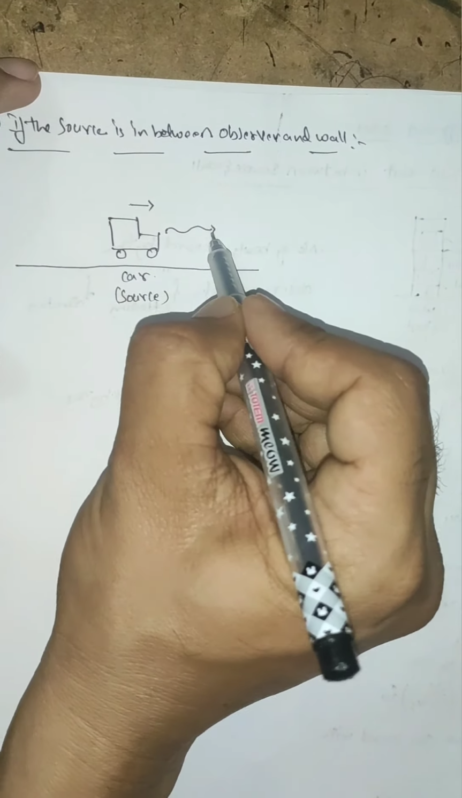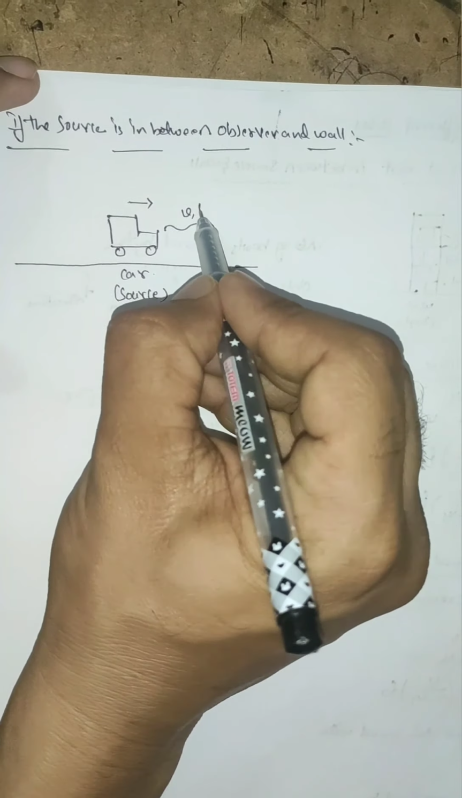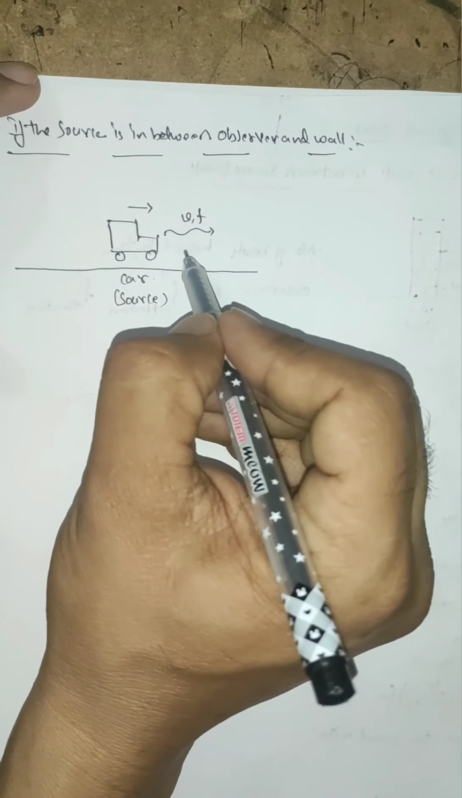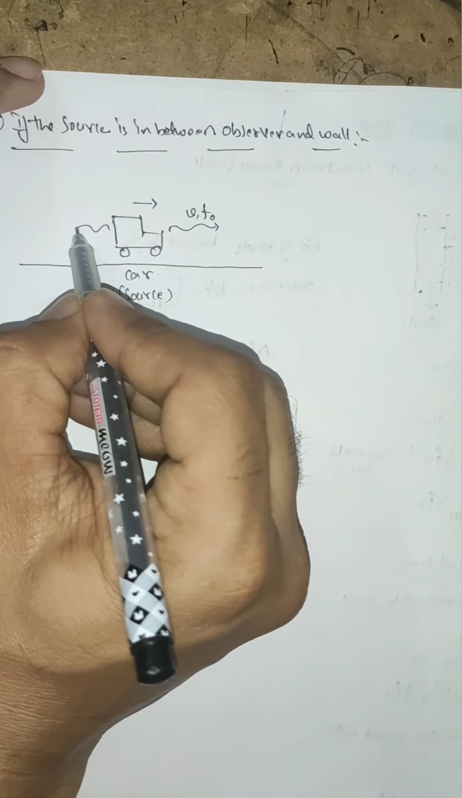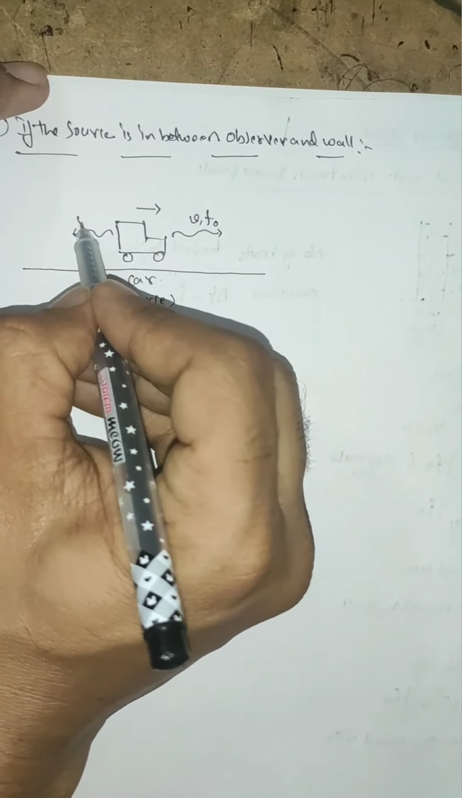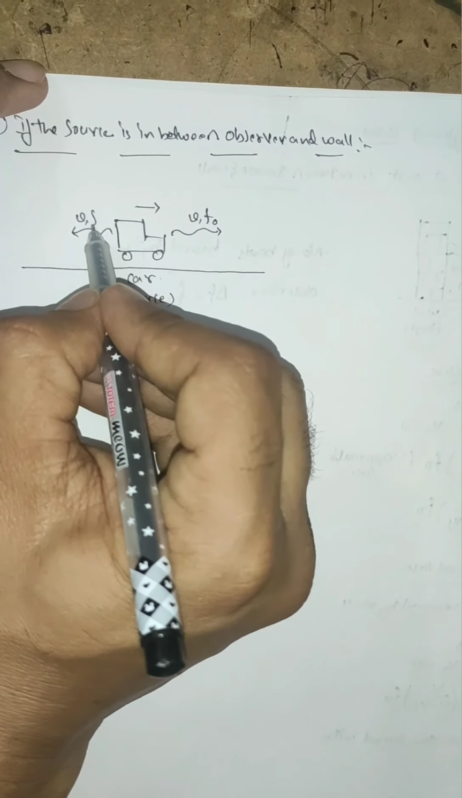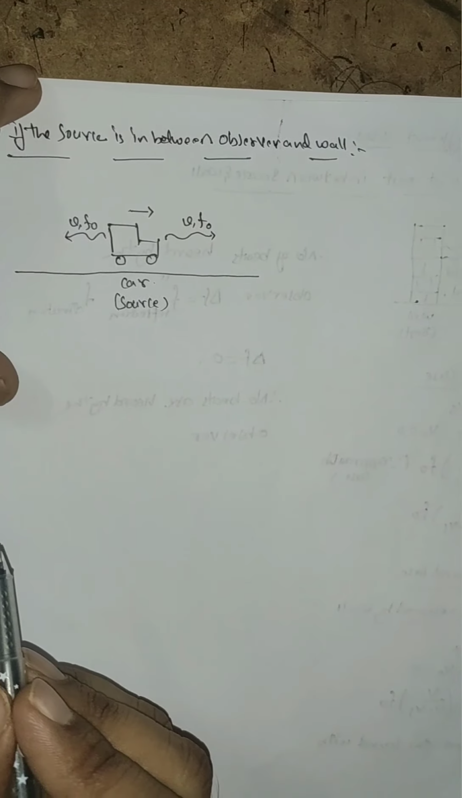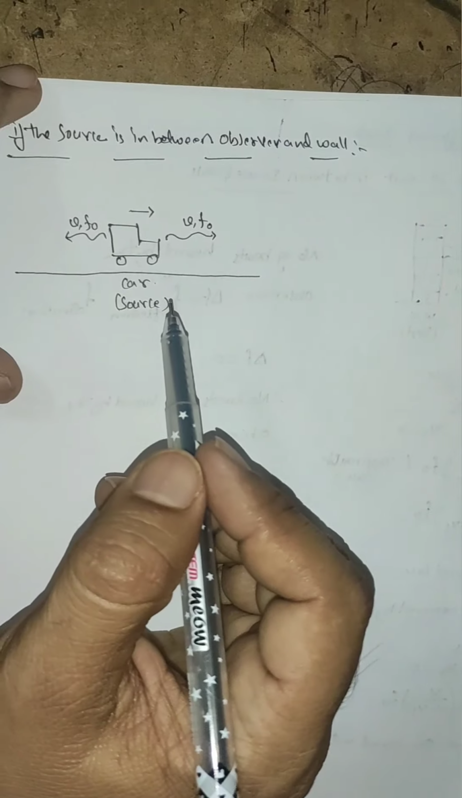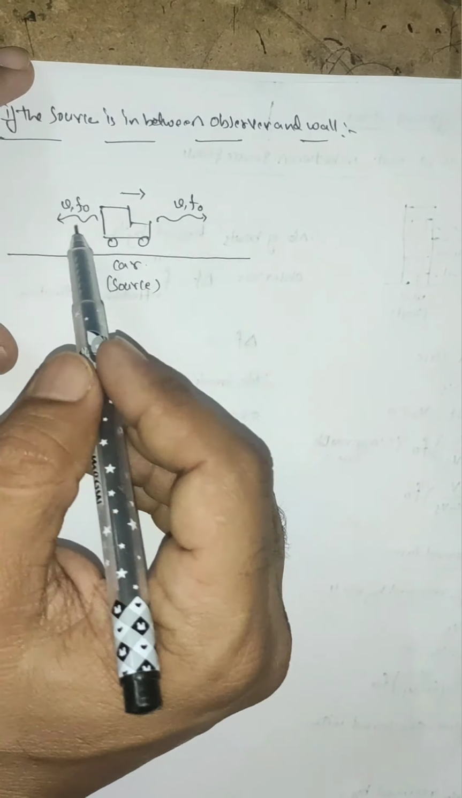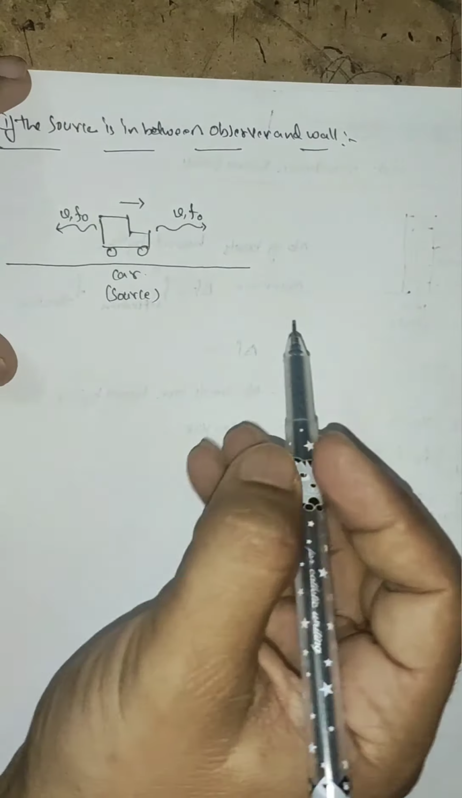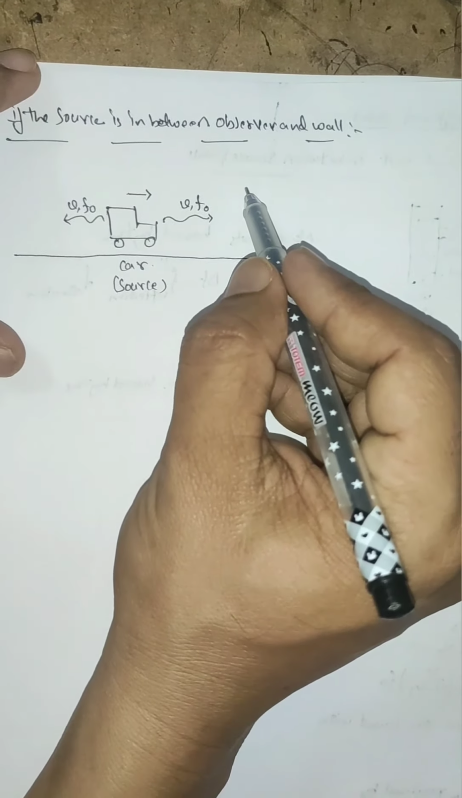It is the source of sound. It will travel with the speed of sound V, with a frequency f0. And here also the speed of the sound is V with a frequency of f0. Right? In all directions the sound will be produced with the same actual frequency f0, and with the speed V.